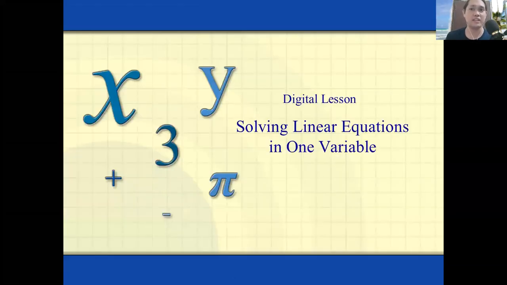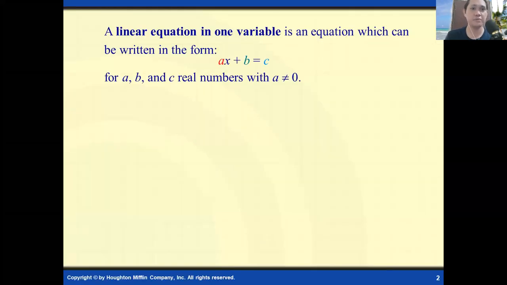Again, as I have said, our topic for this video discussion will be about solving linear equations in one variable. Let's first define what a linear equation in one variable is. This is a grade 7 topic because we are just dealing with one variable. For grade 8, we will focus on linear equations in two variables. So again, we will first define what a linear equation in one variable is.